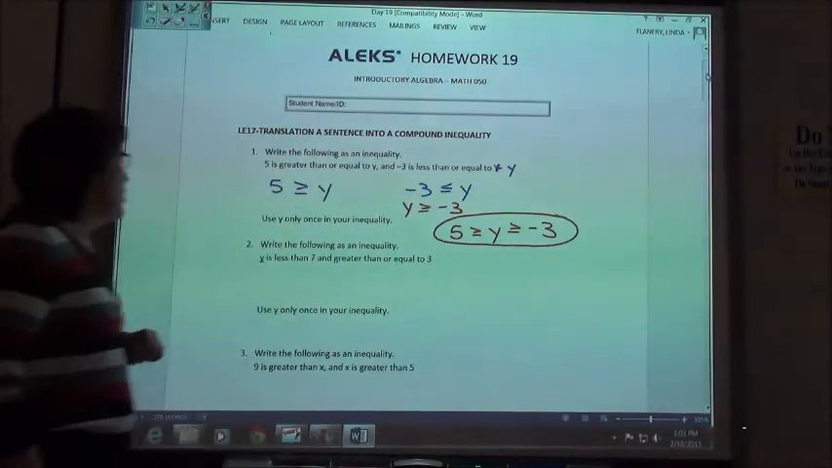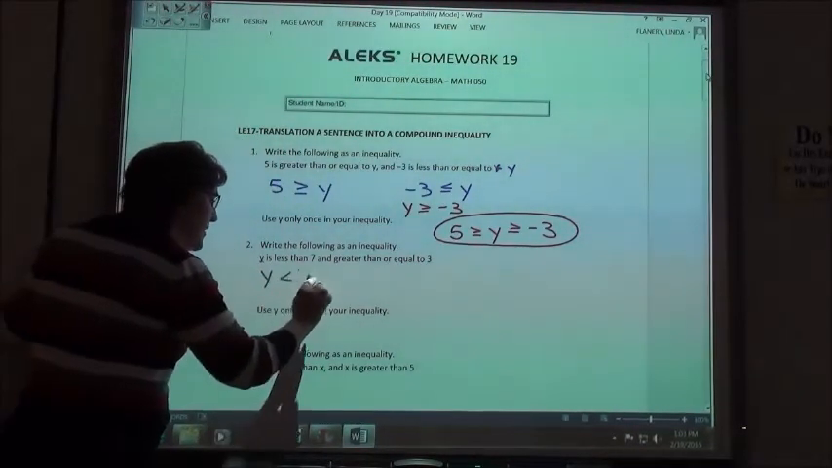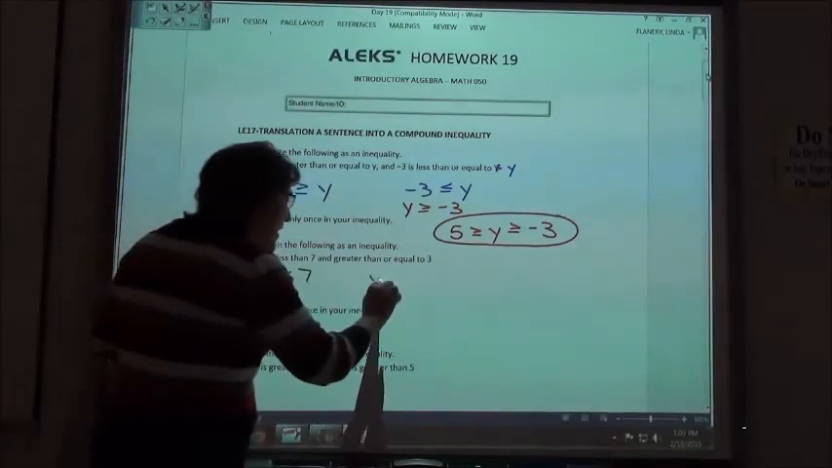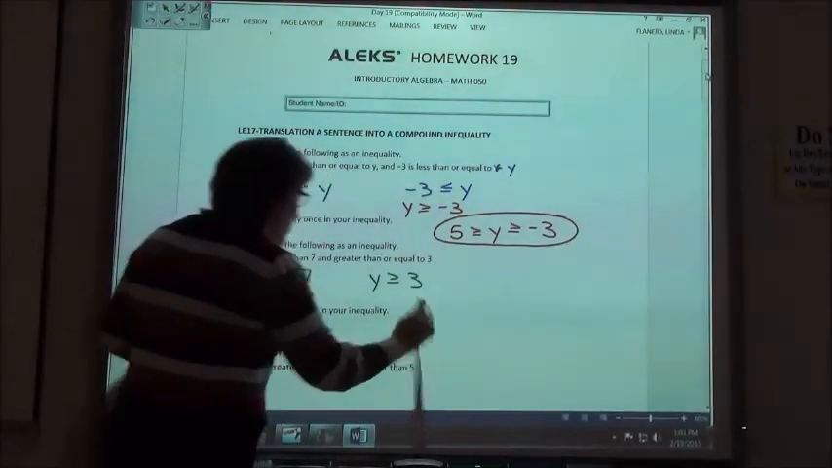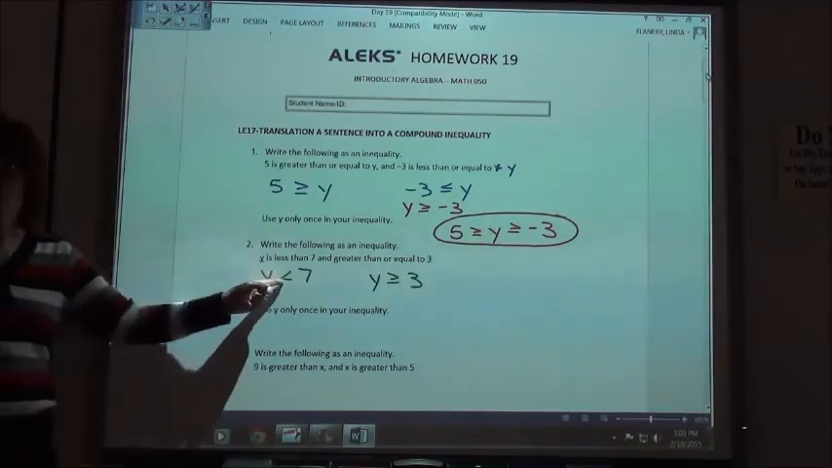So, number 2, y is less than 7, and greater than or equal to 3. Although it doesn't say y, it's implied. Y is greater than or equal to 3, right? So again on this one, if I want my y's in the middle, which one should I switch around? This first one here, right?